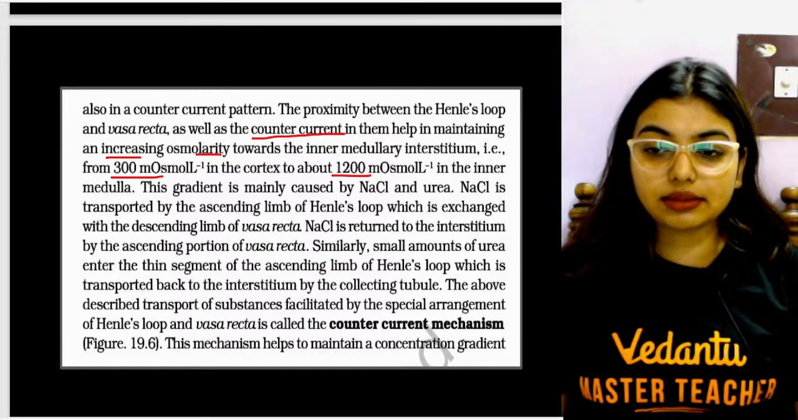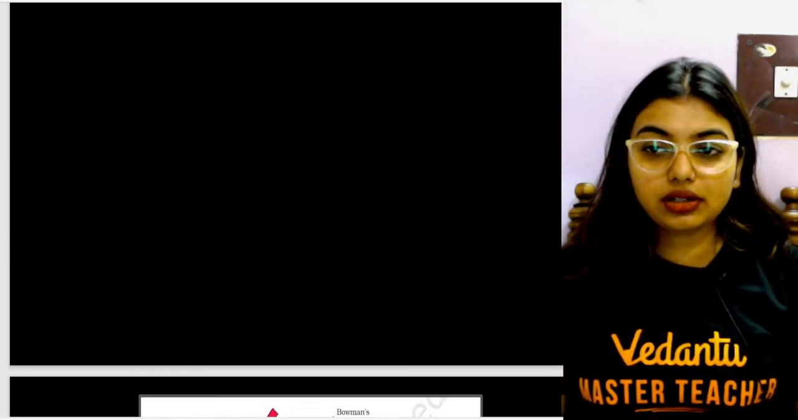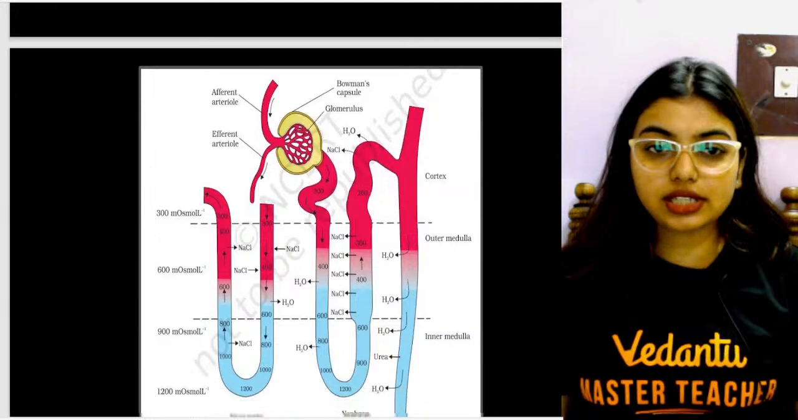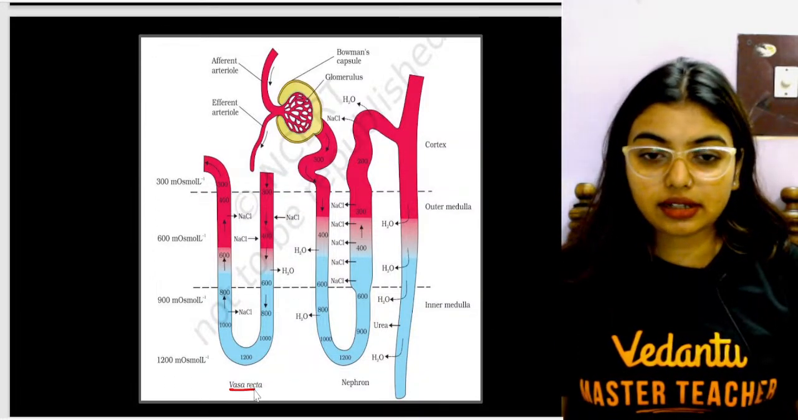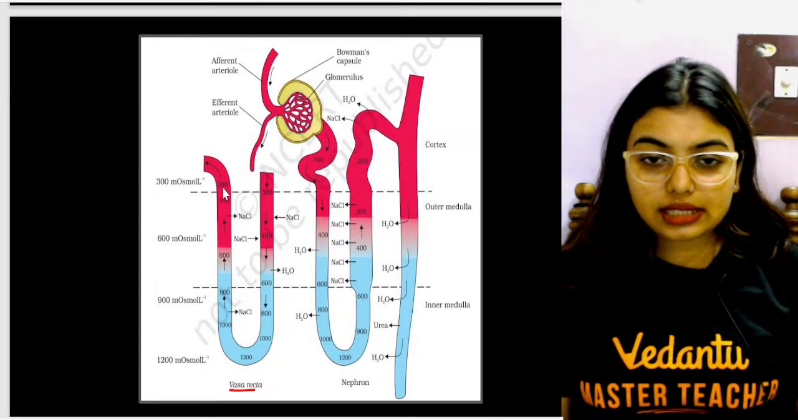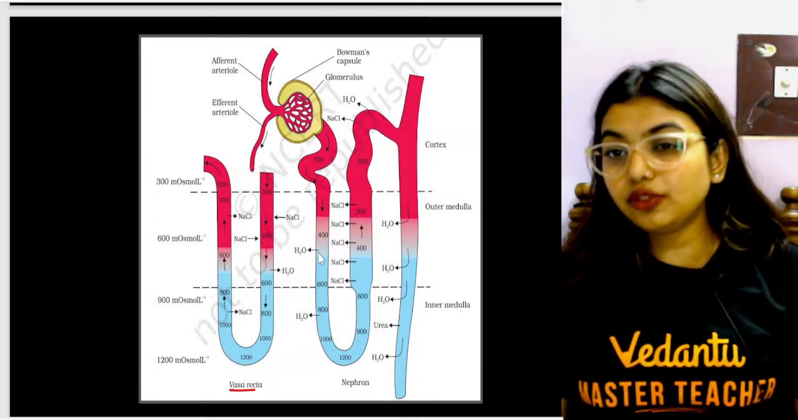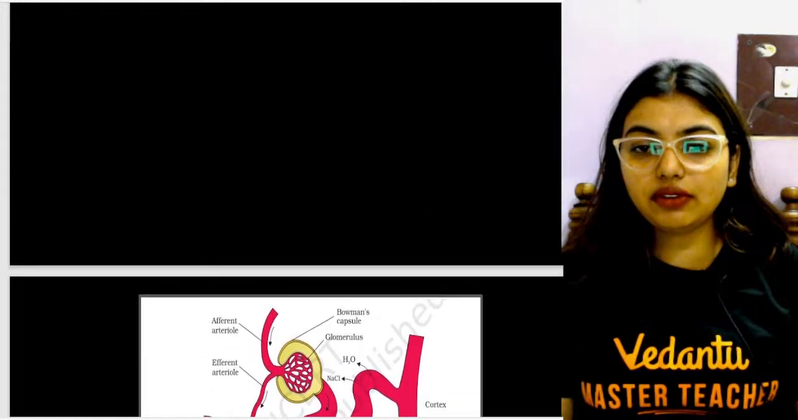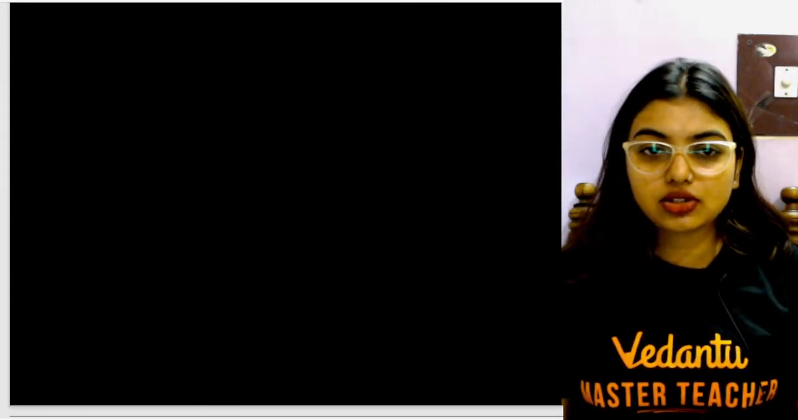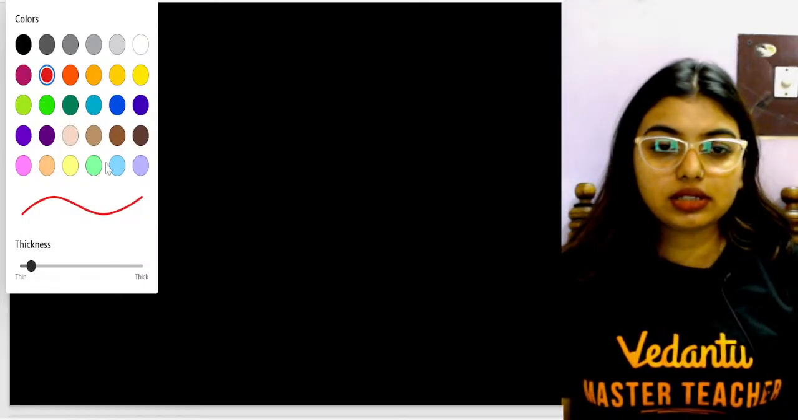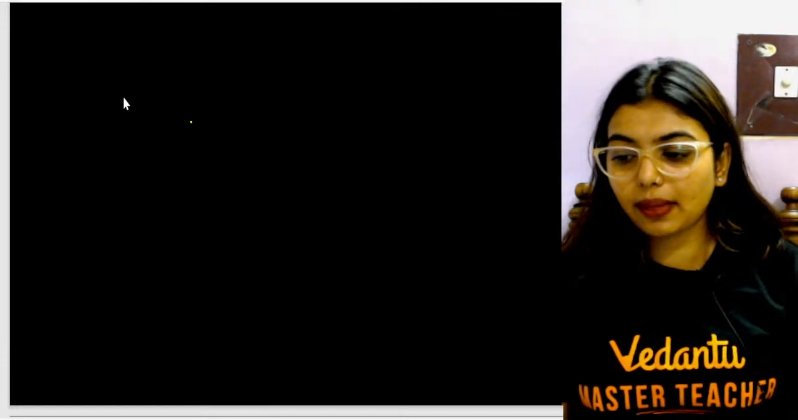Countercurrent mechanism. Now here students, if you see in this diagram, this is your vasa recta. Here you can see as it is coming down, NaCl is taken up and it is moving downwards all the way. But this is a very confusing diagram, so instead of that we will draw our own diagram. Just look here, this is your loop of Henle.